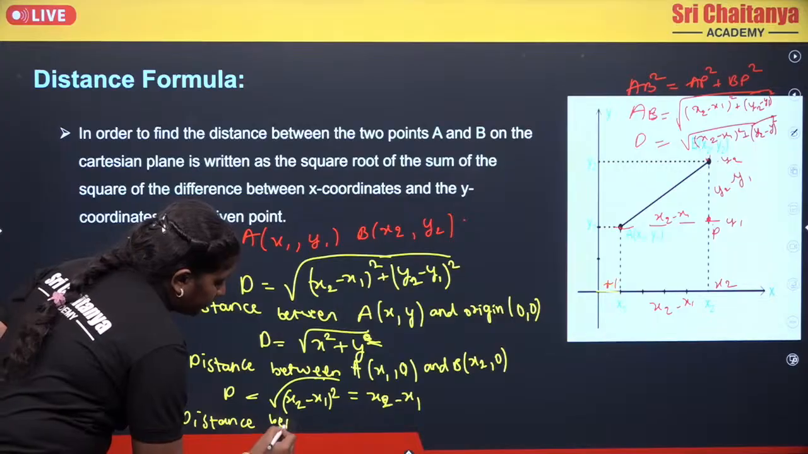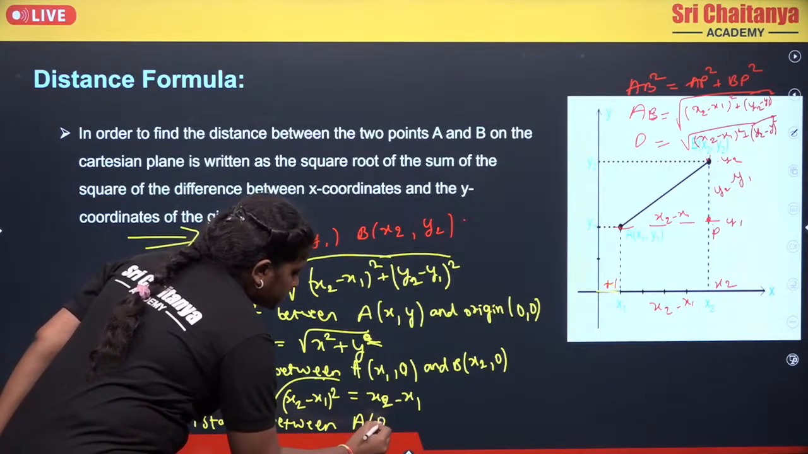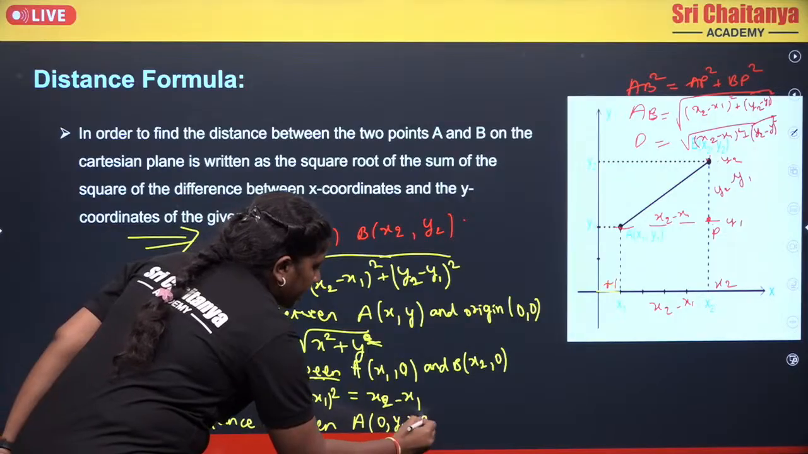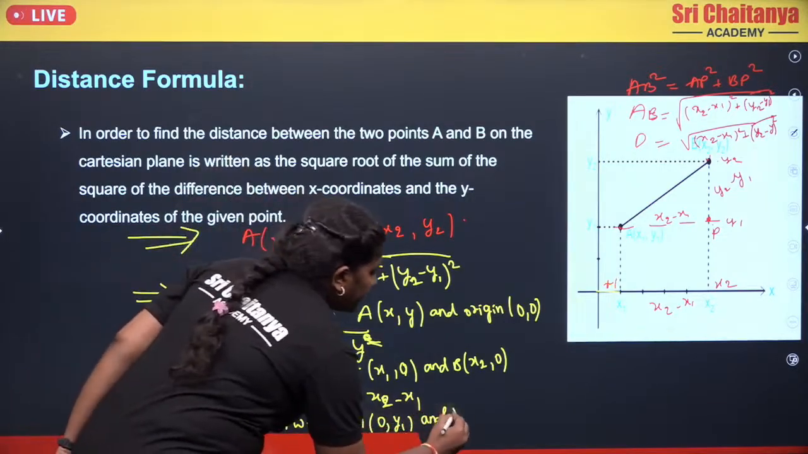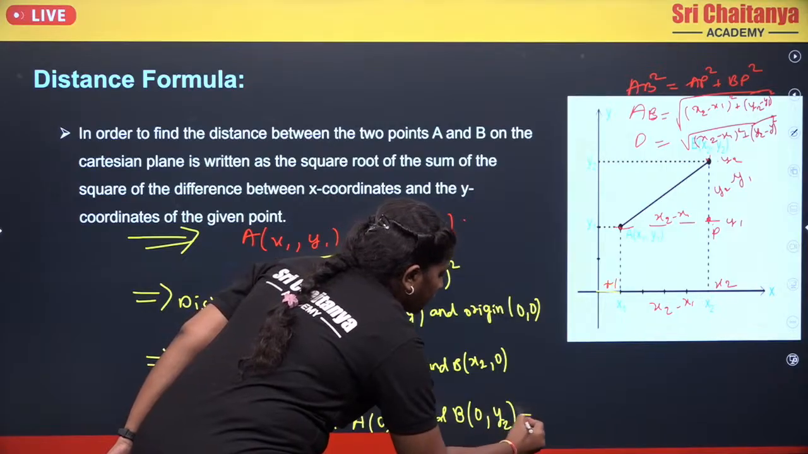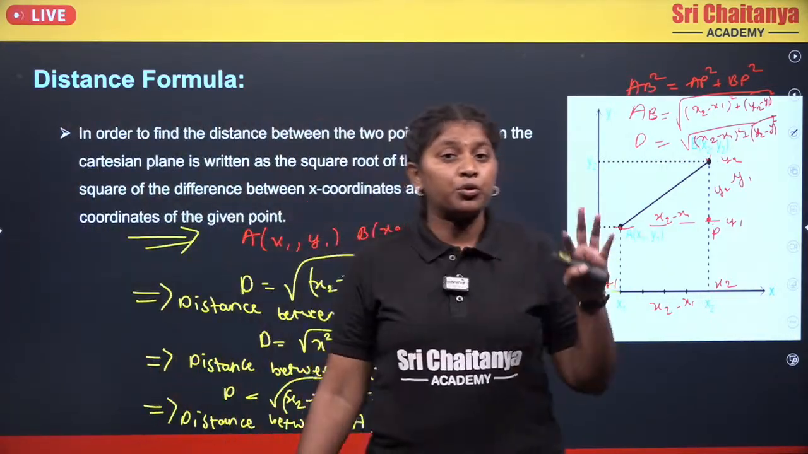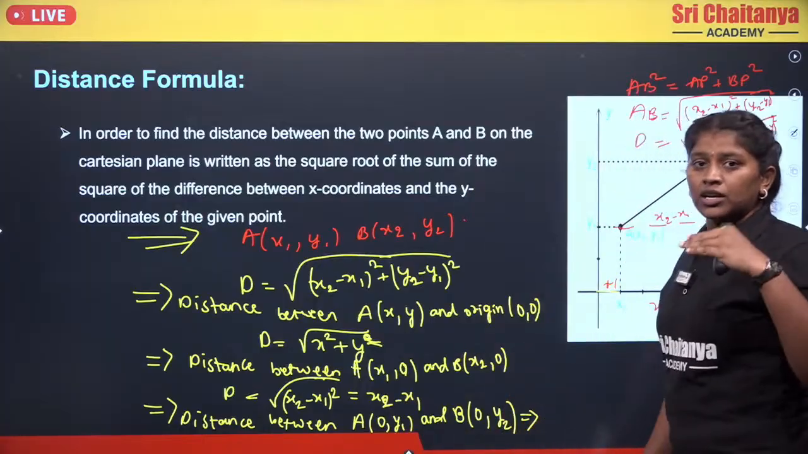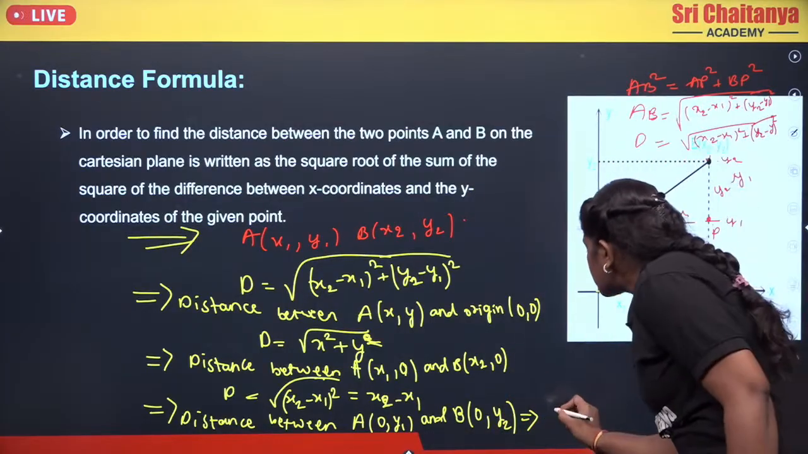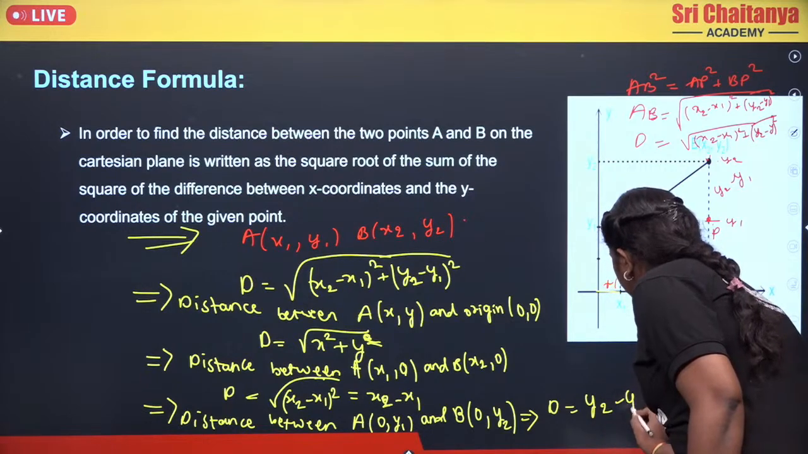Now in the same way, what if the x coordinates are zeros? The distance between A, which is (0, y1), and B, which is (0, y2). Okay, so what will it become? It will become root of (y2 minus y1) whole square. So square and root will get cancelled, and you will get the distance which is y2 minus y1.